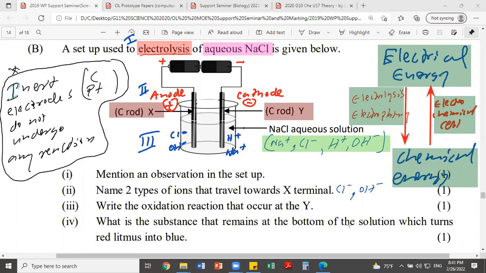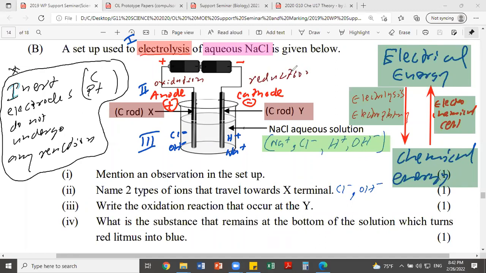Any anode, whether it's electrochemical cells, electrolysis, electroplating, A-level chemistry, or university level chemistry, the anode is the place where the oxidation reaction occurs. What is the definition of anode? The site or electrode where the oxidation reaction occurs. That is very important. It won't change with the type of cell. Cathode is the site where the reduction reaction occurs.